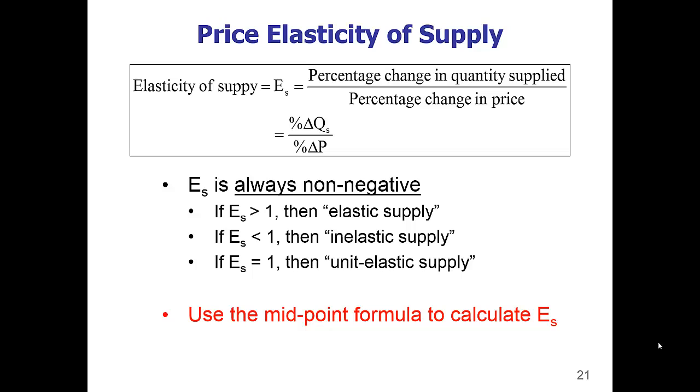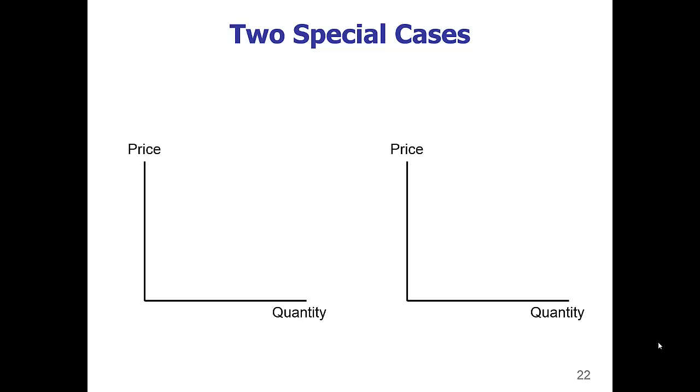When calculating the price elasticity of supply, we use the midpoint formula, the same midpoint formula that we used when we calculated the price elasticity of demand. Now, there are two special cases worth mentioning. A perfectly inelastic supply curve is vertical. Simply what this says is that it doesn't matter if the price increases 1, 2, 3, 4% or decreases 1, 2, 3, 4%. There is no change in the quantity produced.